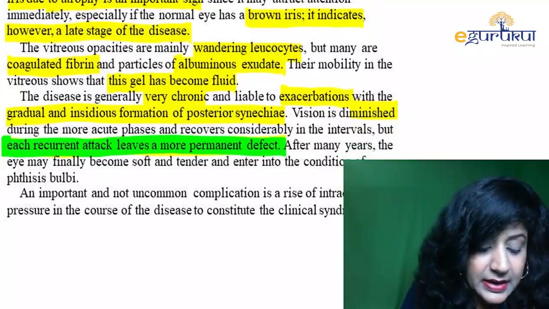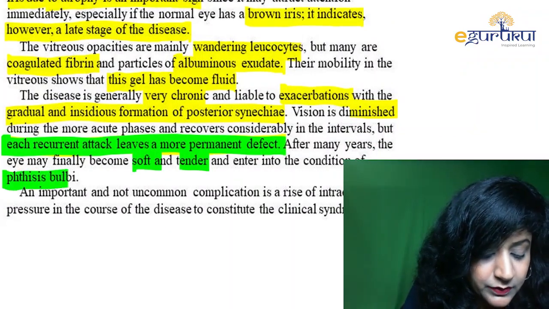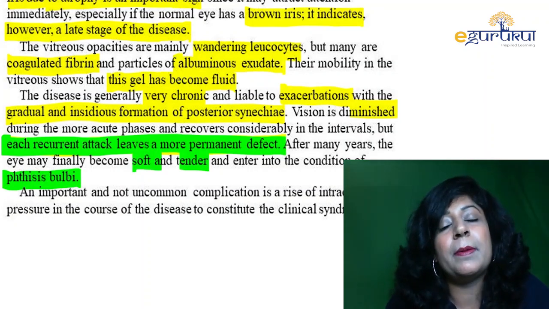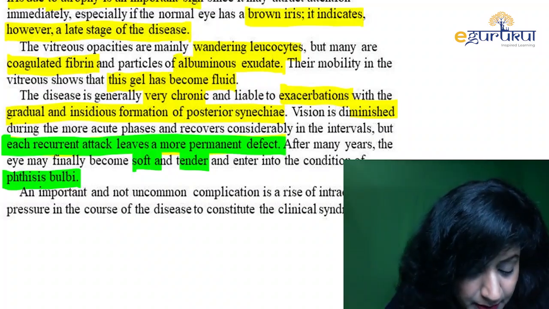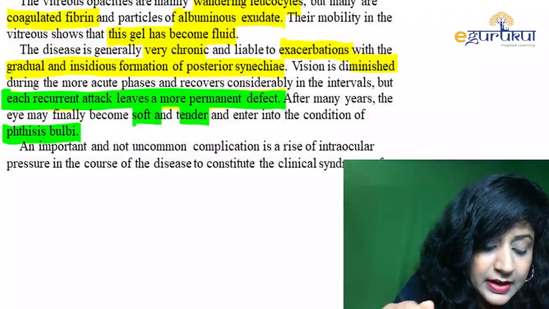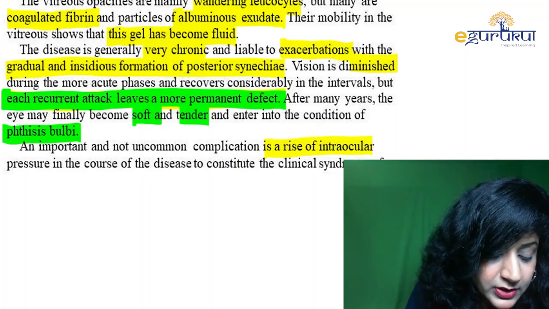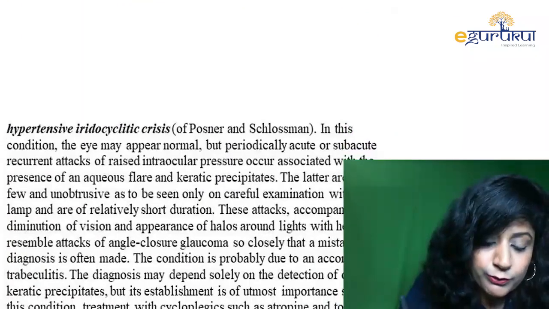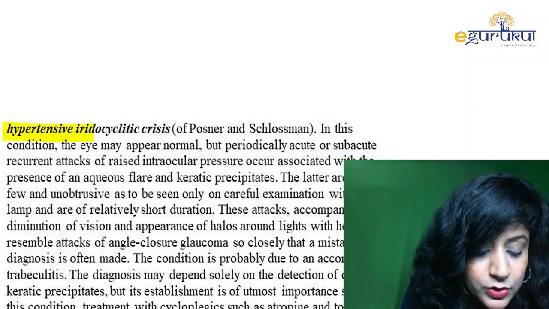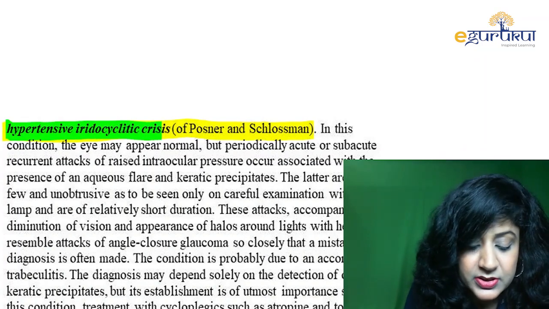After many years, the eye may finally become soft and tender and enter the condition of phthisis bulbi. So you are also getting many of your causes and indications of phthisis bulbi. An important and not uncommon complication is the rise of intraocular pressure in the course of the disease, to constitute the clinical syndrome of the hypertensive iridocyclitic crisis of Posner and Schlossman. So this is your Posner-Schlossman syndrome.